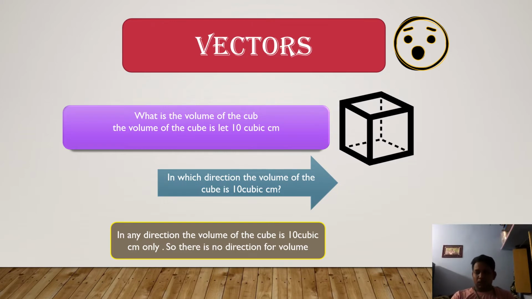So there is no direction for the volume. This 10 cubic centimeters indicates the magnitude of the quantity, and there is no question of direction for the volume.